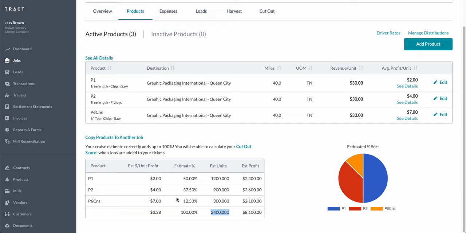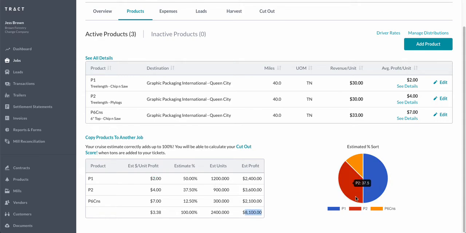We've added a few columns into this chart to give you a little more detail about how you have your products and jobs set up. We're going to tell you this is your estimated profit per unit for the product. This is your estimated sort or percentage. These are the units you entered in, and this would be your profit based on these units times the unit amount. So we do that all the way down. This is our total job.